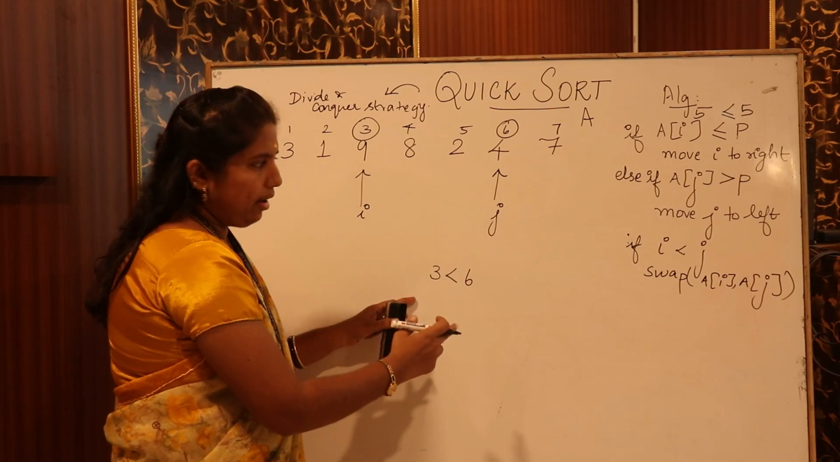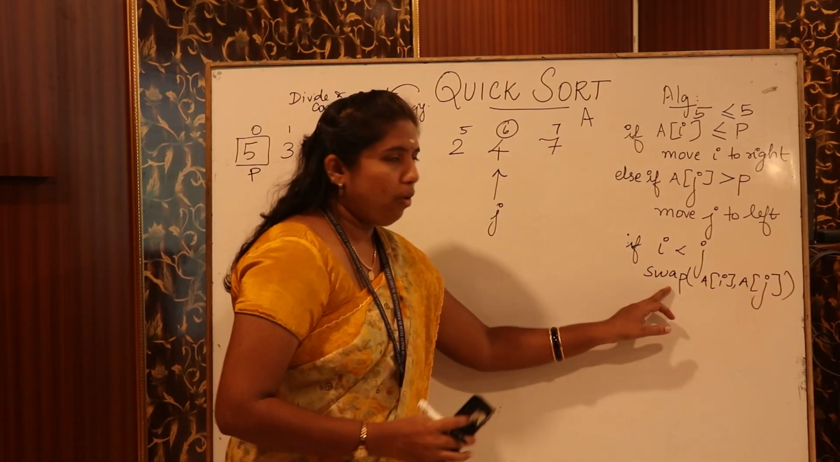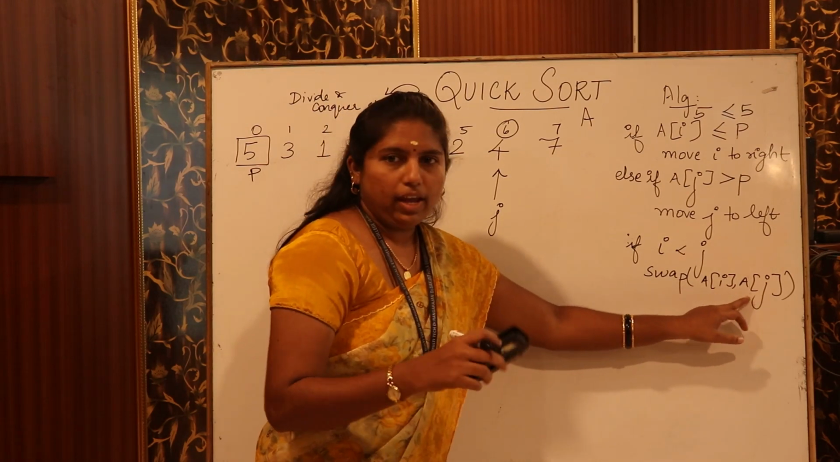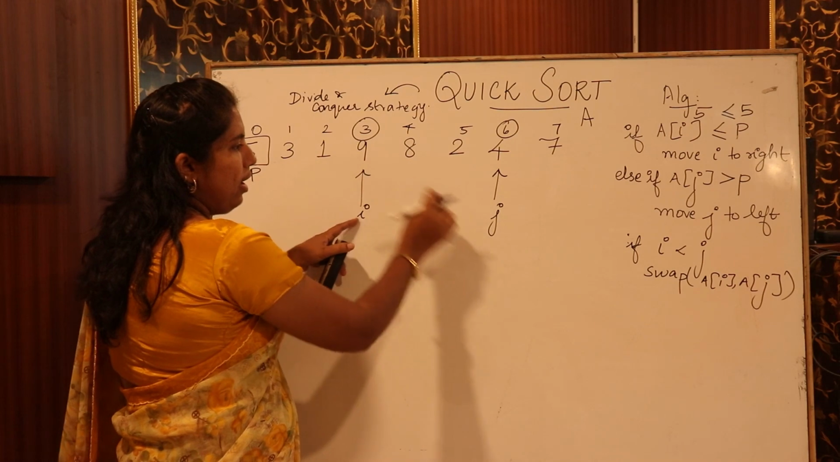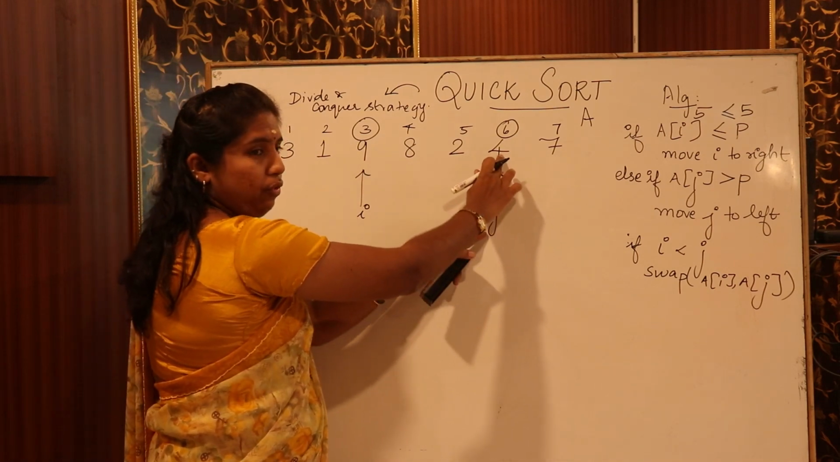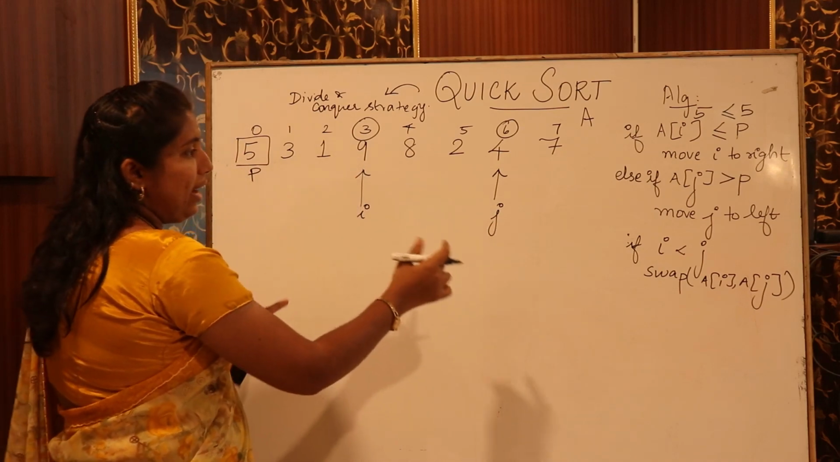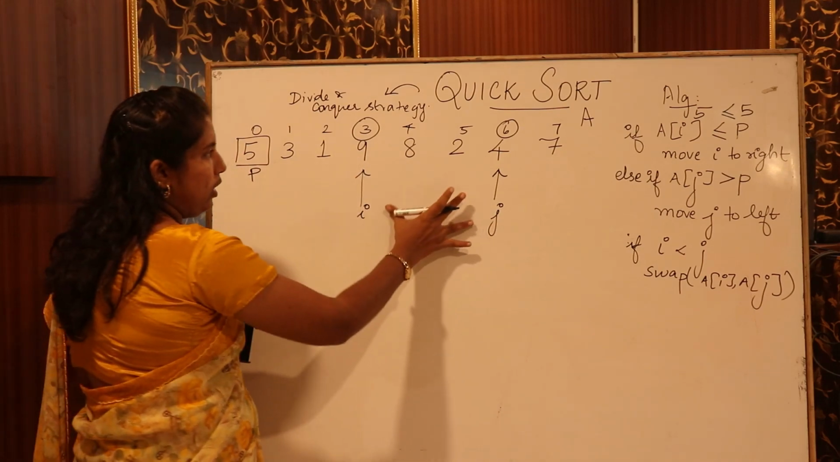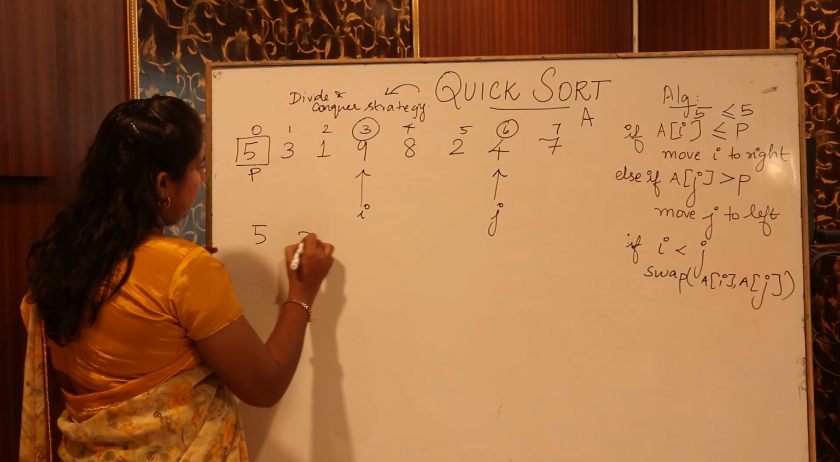This condition is correct. So what happens is that I will be performing the swap of A of I with A of J. So my A of I value is 9 and A of J value is 4. I need to interchange these two values. So there exists a swapping between these two things. So I will rewrite this line again.